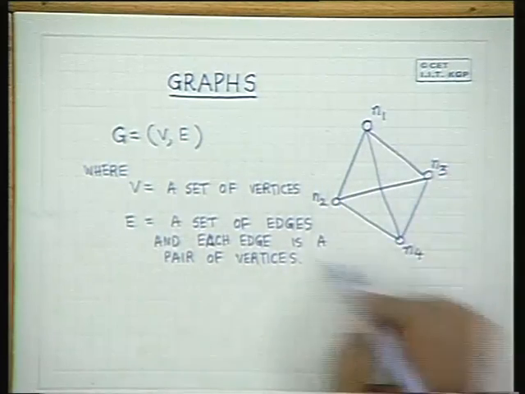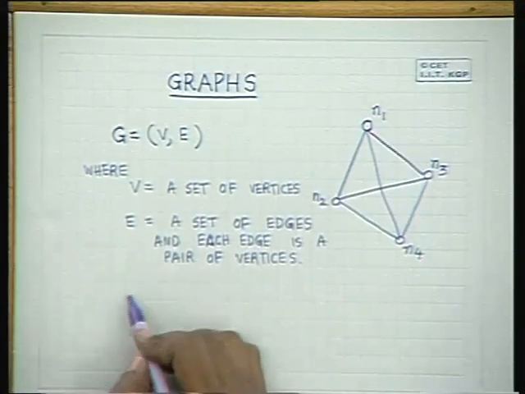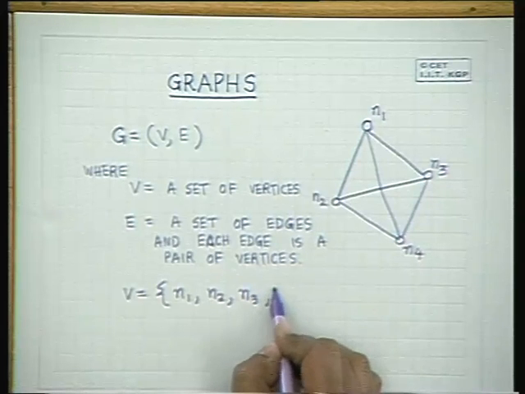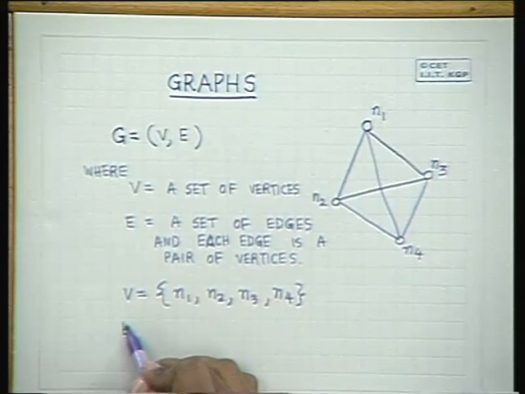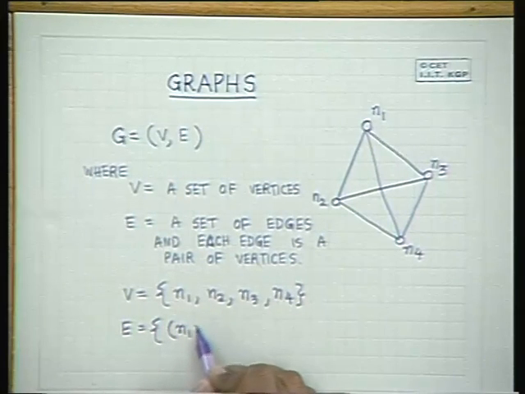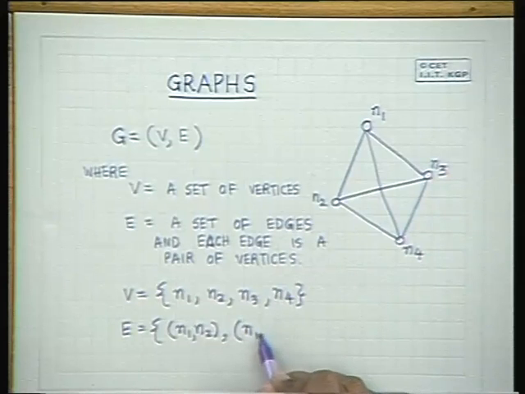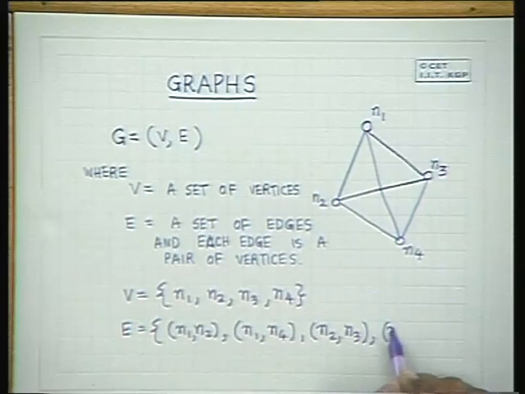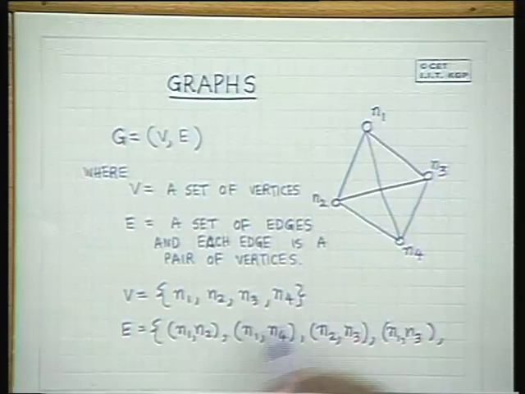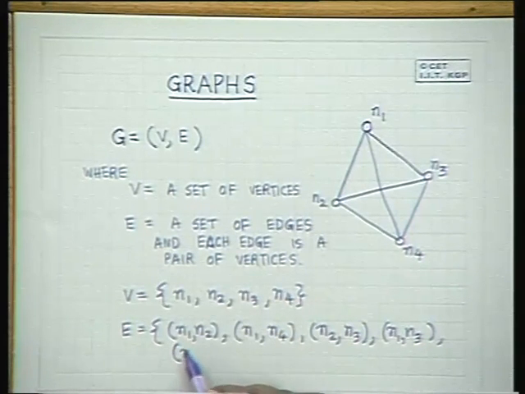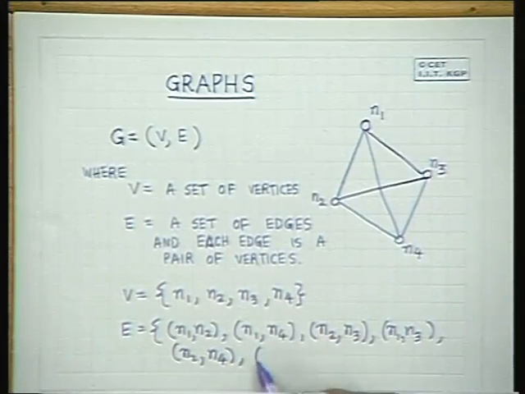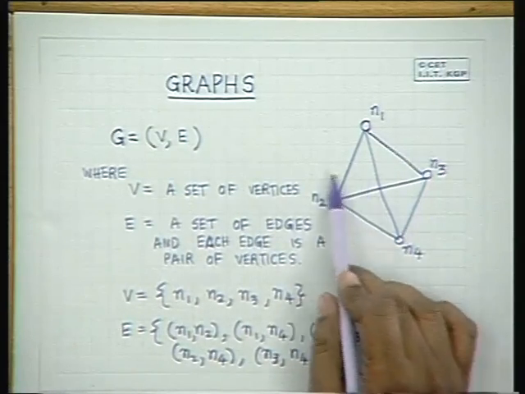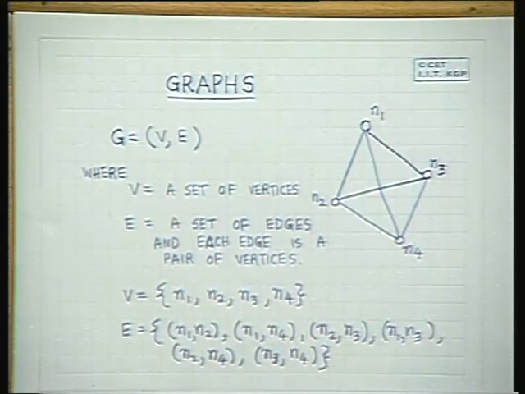For example, here in this graph, V is equal to N1, N2, N3, N4, and E is equal to N1, N2, N1, N4, N2, N3, N1, N3, and N3, N2, N4, and N3, N4. 1, 2, 3, 4, 5, 6 edges are there, so there are 6 edges here.